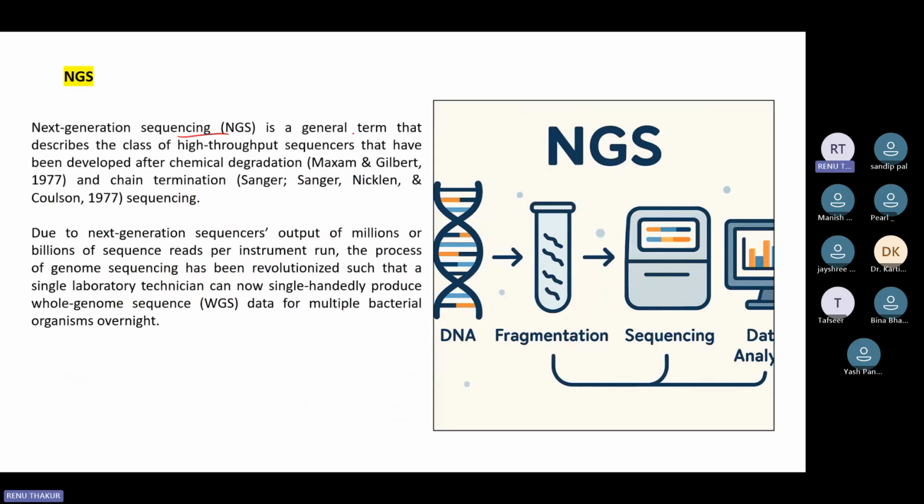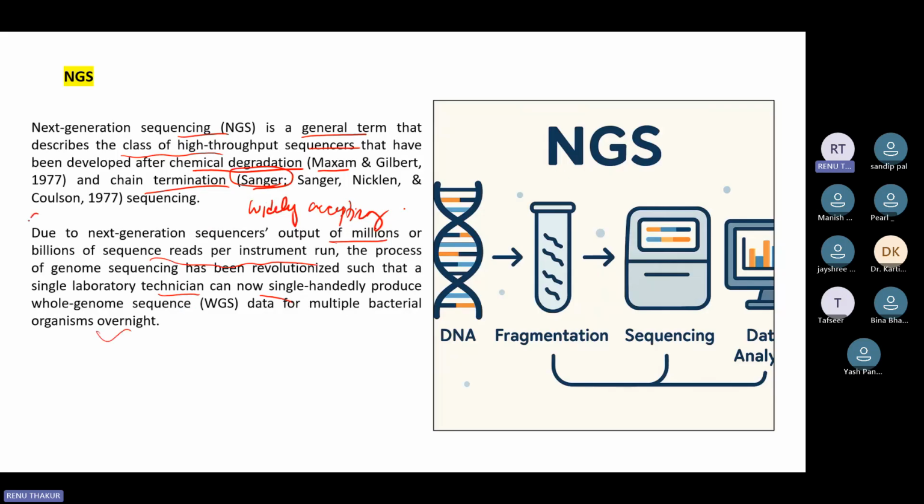Now, next generation sequencing is a general term that describes the class of high-throughput sequencers that have been developed after chemical degradation and chain termination methods. Chemical degradation was given by Maxam-Gilbert sequencing and chain termination by Sanger, which is one of the widely accepted sequencing methods. Due to next generation sequencers, with output of millions or billions of sequence reads per instrument run, the process of genome sequencing has been revolutionized, such that a single laboratory technician can now single-handedly produce whole genome sequence data for multiple bacterial organisms overnight.